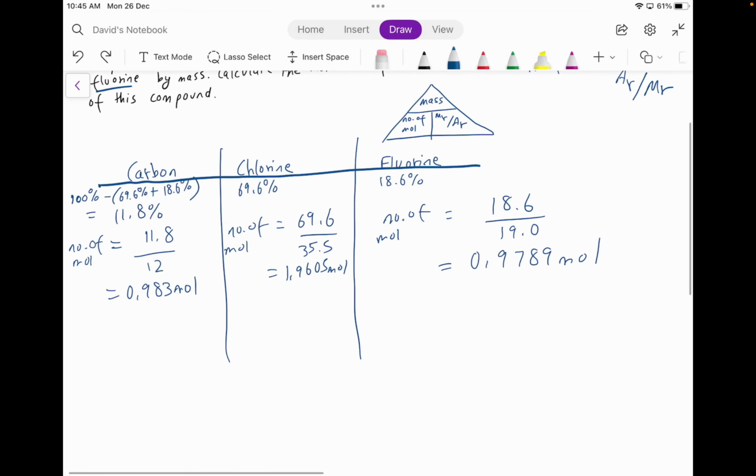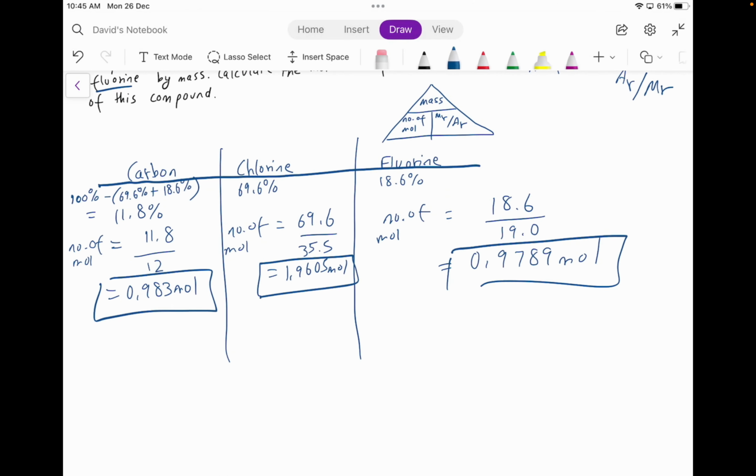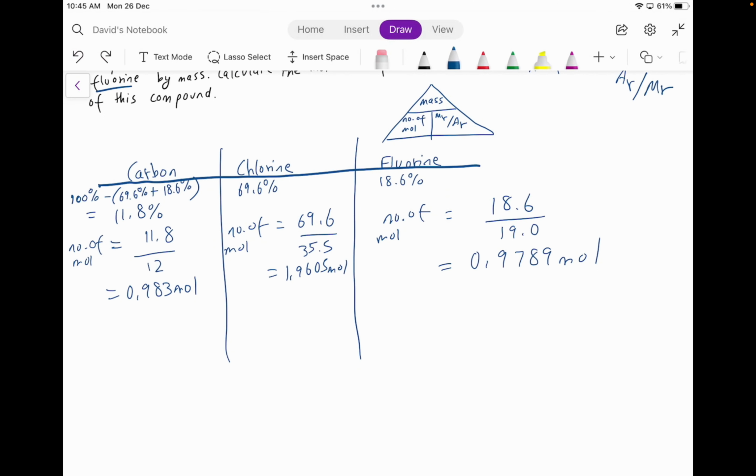Now once we have found the number of moles of each element, we're going to divide them by the smallest value among this whole group. We're going to divide them by the smallest number of moles. The reason we're doing this is to get whole numbers, since the empirical formula is the simplest whole number ratio.